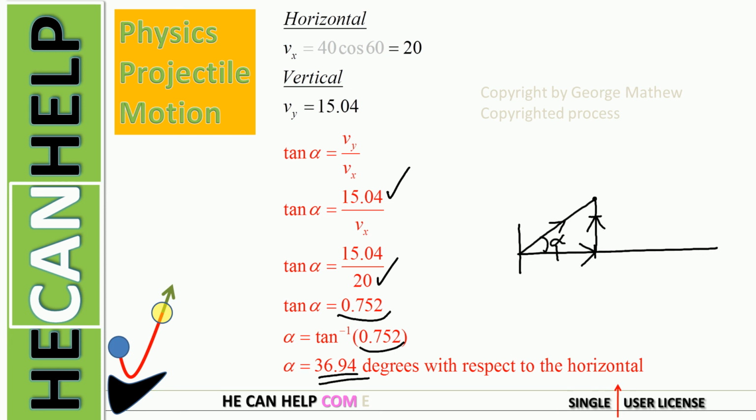And what is that angle alpha? It will be exactly 36.94 degrees. It is the angle that the velocity vector makes at the end of 2 seconds.